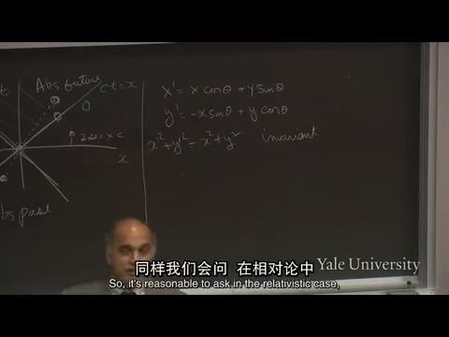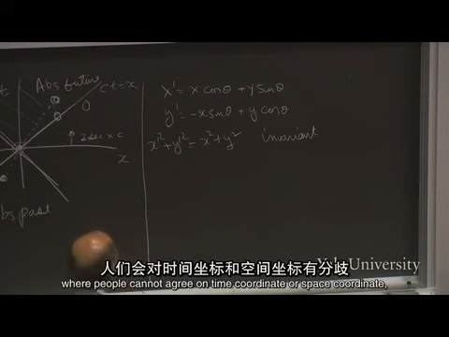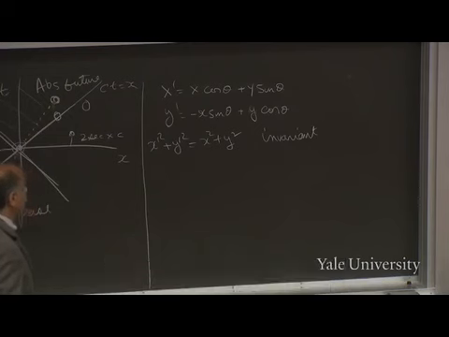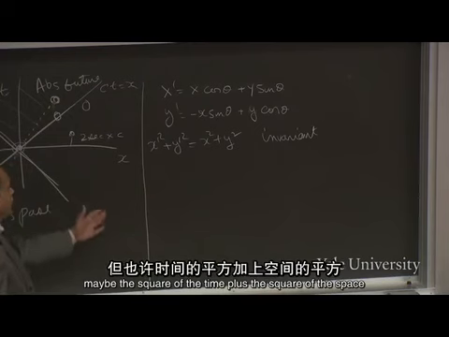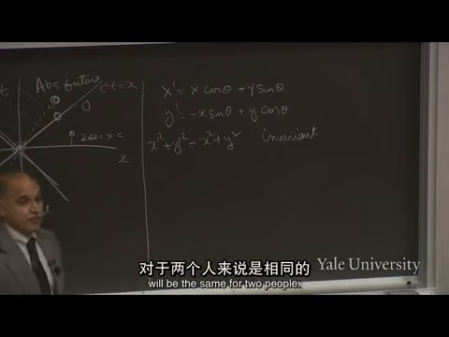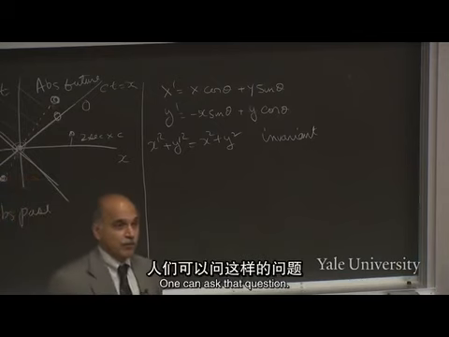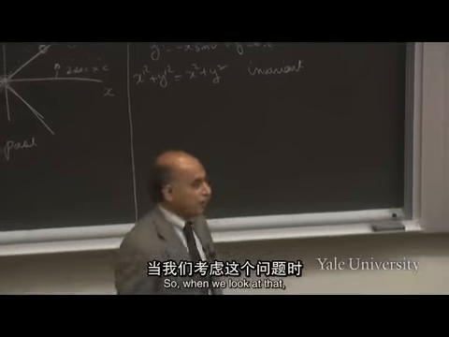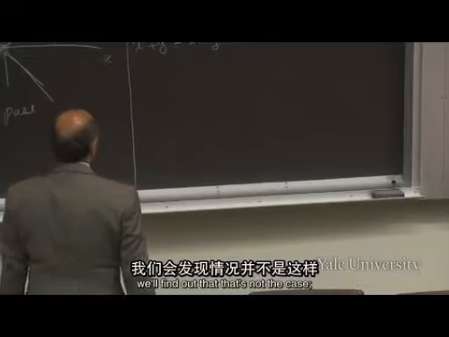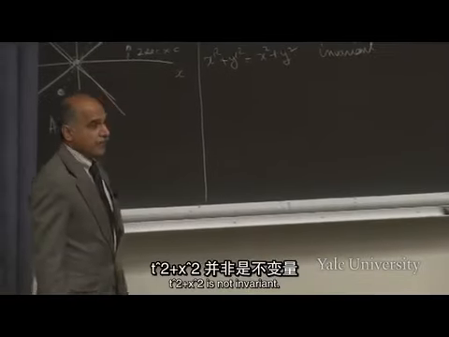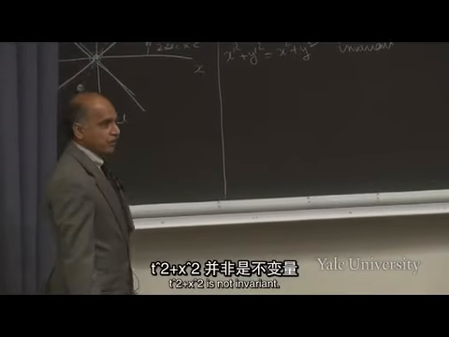So it's reasonable to ask, in the relativistic case, where people cannot agree on time coordinate or space coordinate, maybe the square of the time and the square of the space will be the same for two people. One can ask that question. So we'll look at that. We'll find out that that's not the case. t squared plus x squared is not invariant.